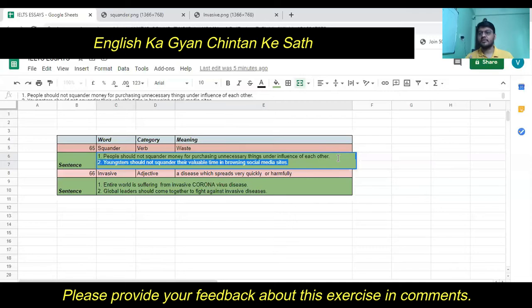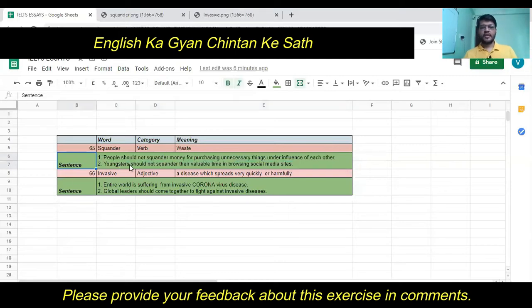Let's say, for example, in today's world where physical exercise is given so little importance, youngsters can invest their time in some kind of exercise instead of wasting or squandering their time on browsing social media sites. So I hope you understand the meaning of squander and in which context the word can be utilized.